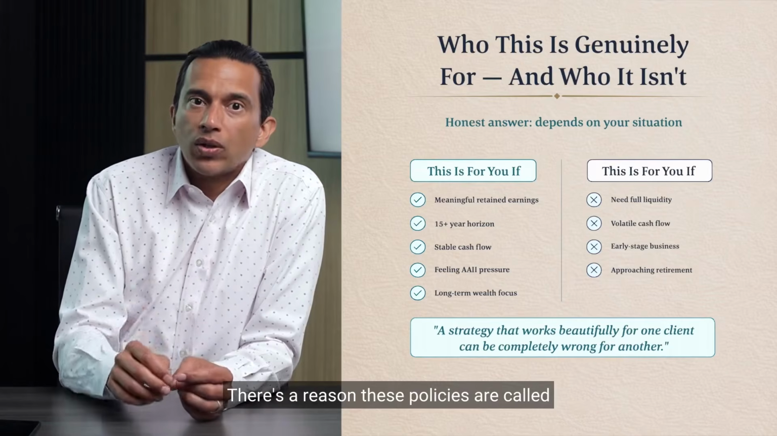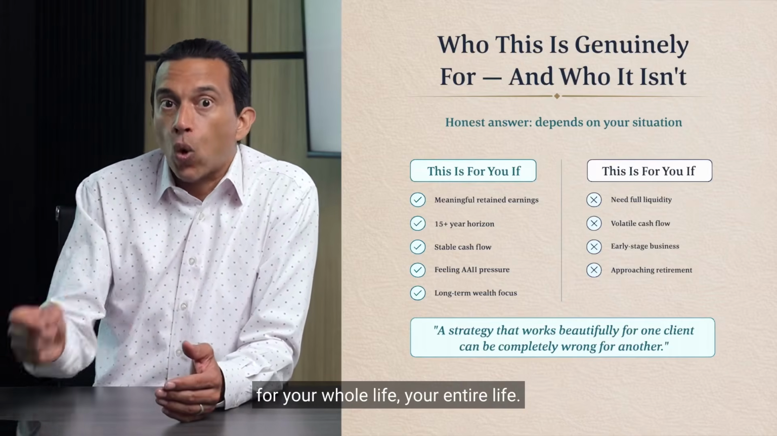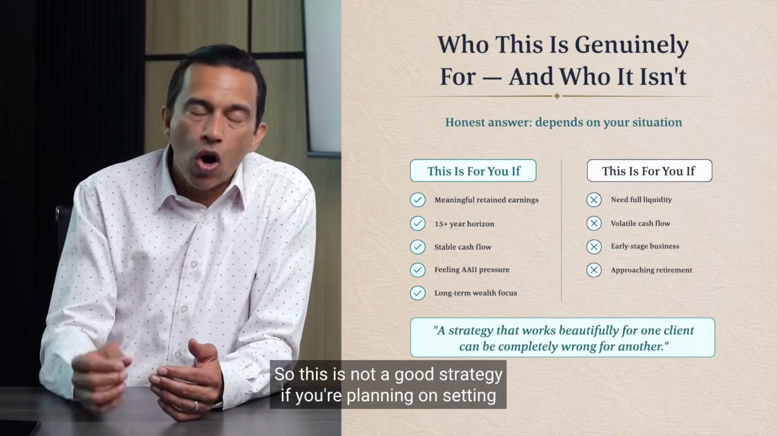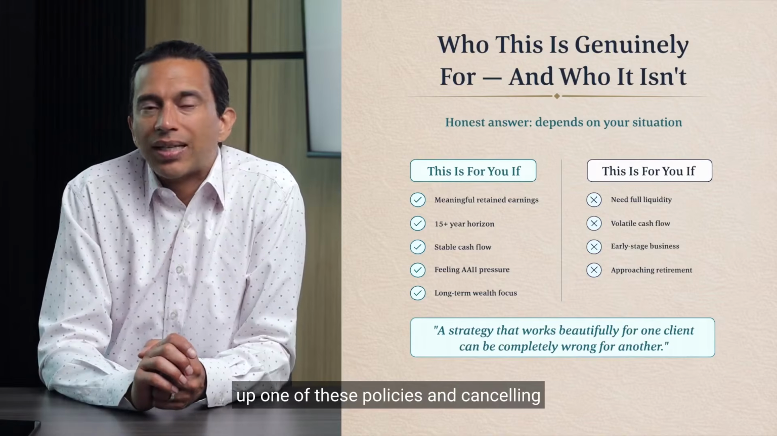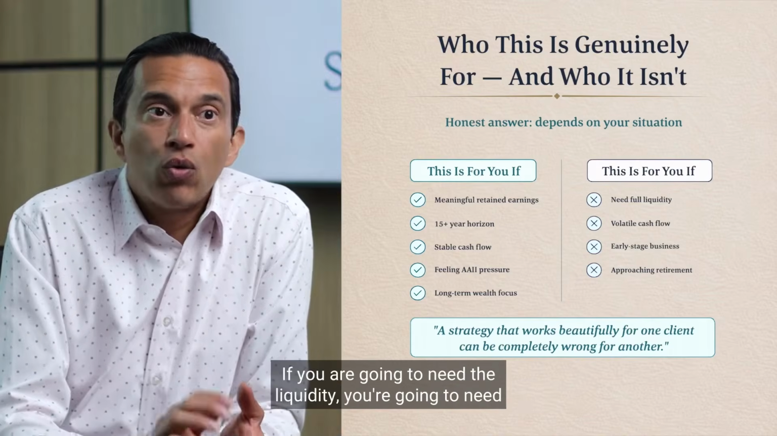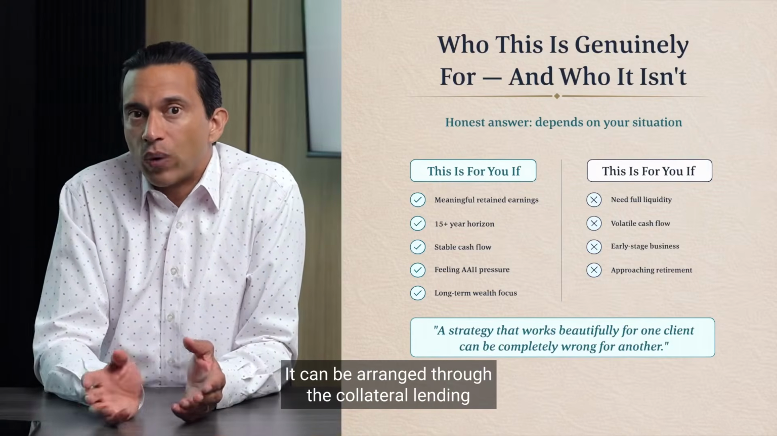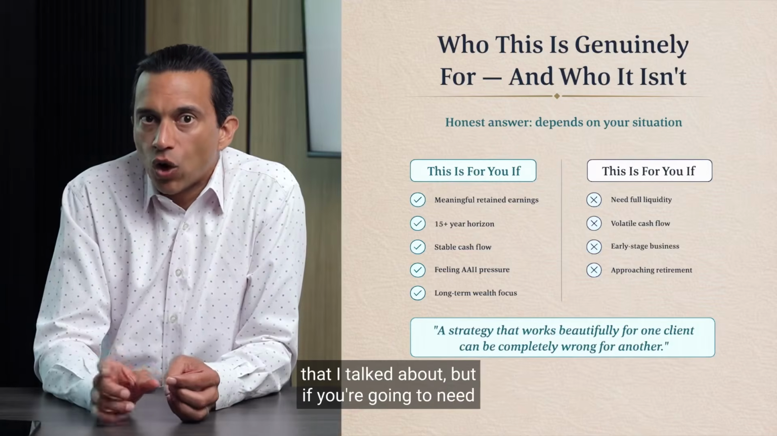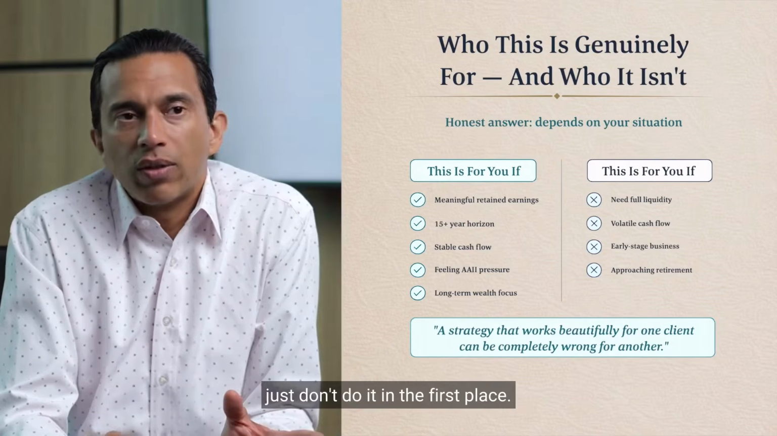There's a reason these policies are called whole life policies. They are meant to be set up for your whole life, your entire life. So this is not a good strategy if you're planning on setting up one of these policies and canceling it in the next few years. You shouldn't do it. If you are going to need the liquidity, you're going to need that money right away, it can be arranged through the collateral lending that I talked about, but if you're going to need to cash these things out, just don't do it in the first place.